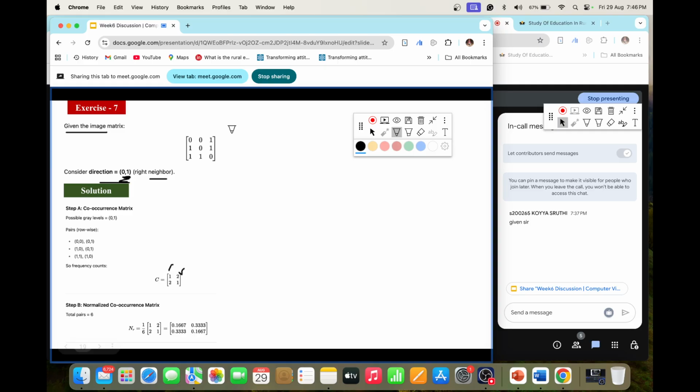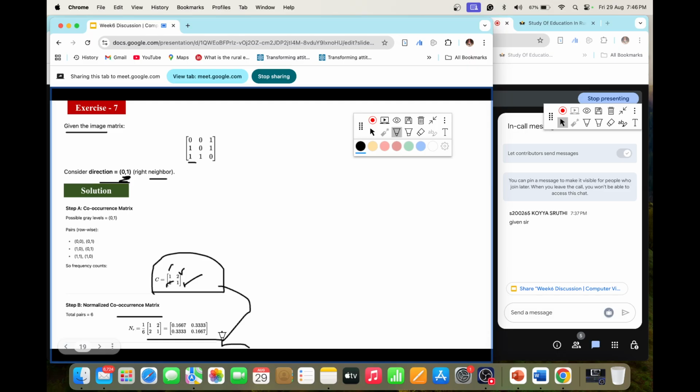Then 1 0 is coming at 1 0 and another 1 0, 2 positions, so that is why 2. And fourth thing is 1 1, which is coming in only one position, so that is why 1. So this is our co-occurrence matrix. And after the co-occurrence matrix it is very easy to find the normalized co-occurrence matrix. What is the sum? 1 plus 2 is 3, 2 plus 1 is 3, so 3 plus 3 is 6. So 1 by 6, 2 by 6, 2 by 6 and 1 by 6. So this is your normalized co-occurrence matrix.